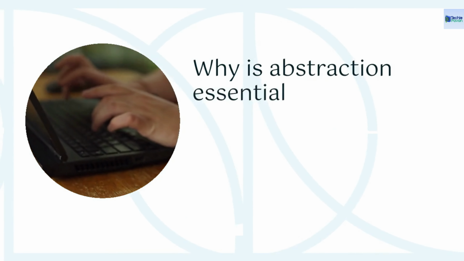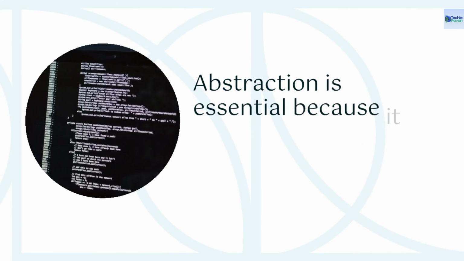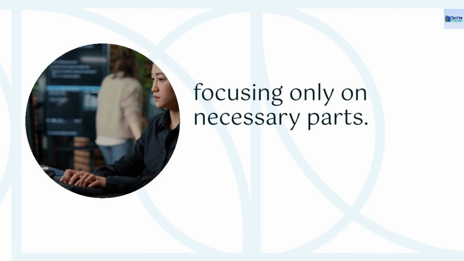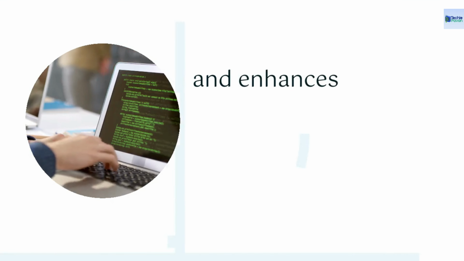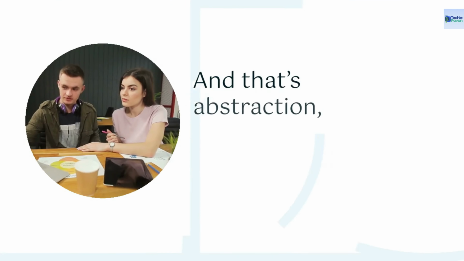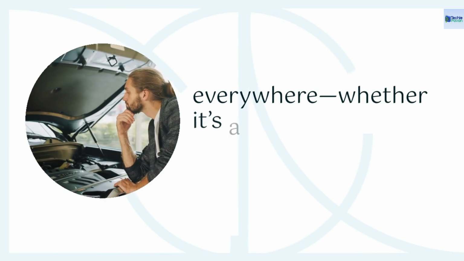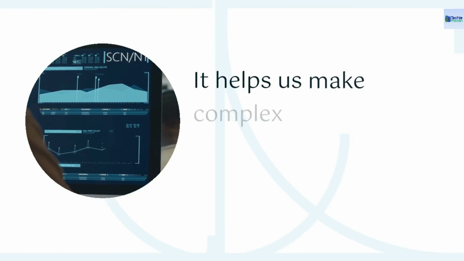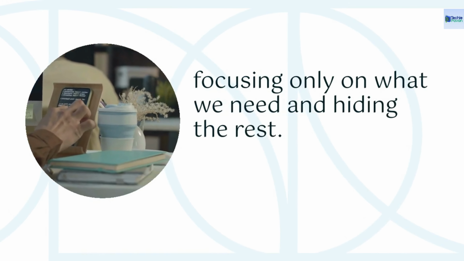Why is abstraction essential in object-oriented programming? Abstraction is essential because it allows us to simplify complex systems, focusing only on necessary parts. It makes code easier to work with, improves reusability, and enhances maintenance by organizing each part with a specific responsibility. And that's abstraction, simplified. Remember, abstraction is everywhere, whether it's a car, a computer, or a code object in Java. It helps us make complex systems easier to use by focusing only on what we need and hiding the rest.